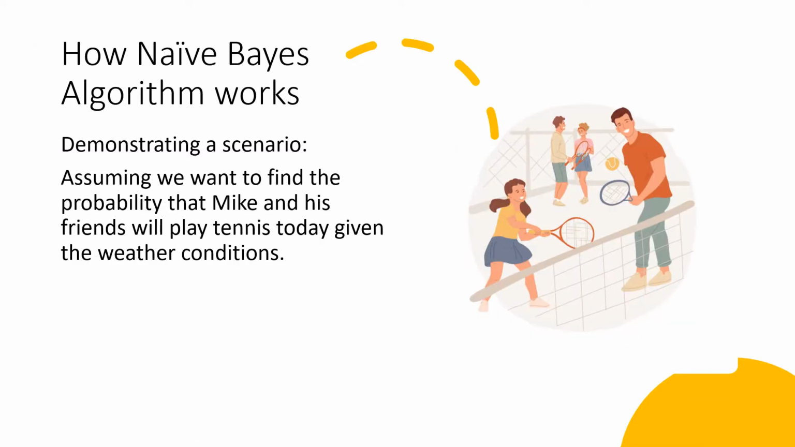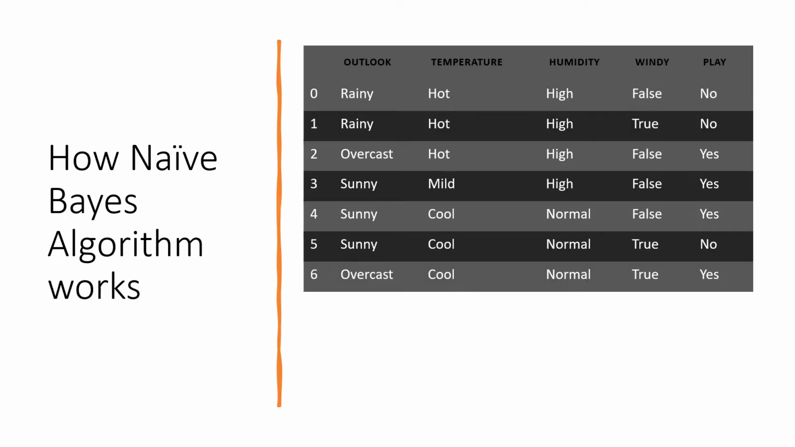Assuming we want to find the probability that Mike and his friends will play tennis today using the naive Bayes algorithm given the weather conditions. So we will be using these data sets to find the probability that Mike and his friends will play table tennis today.